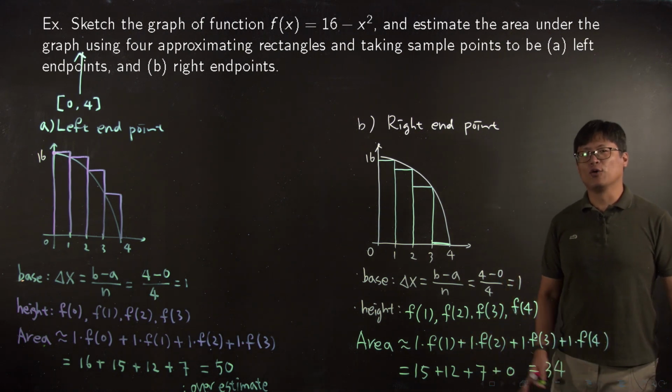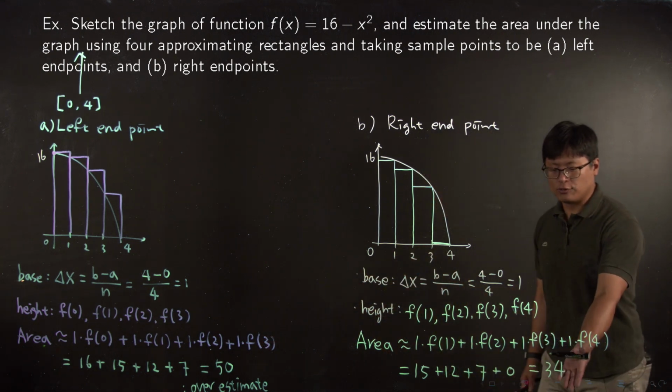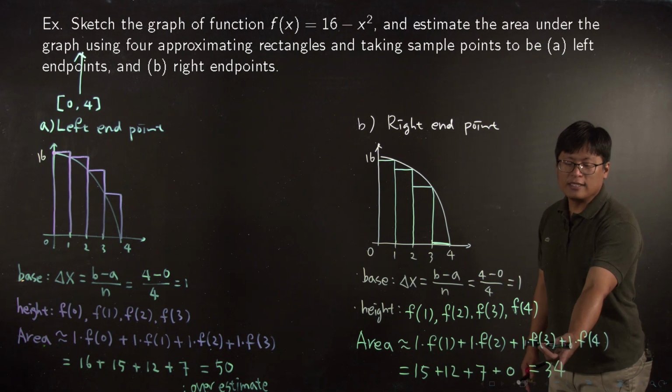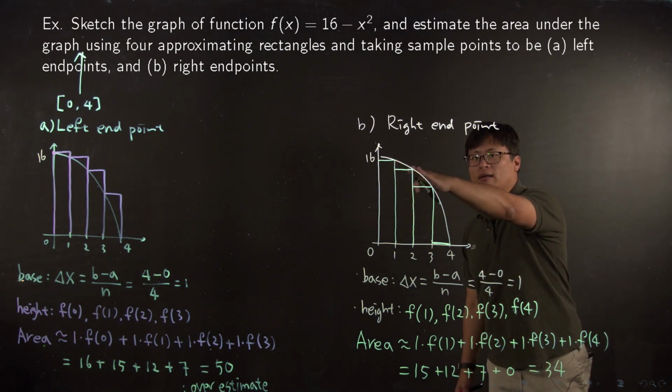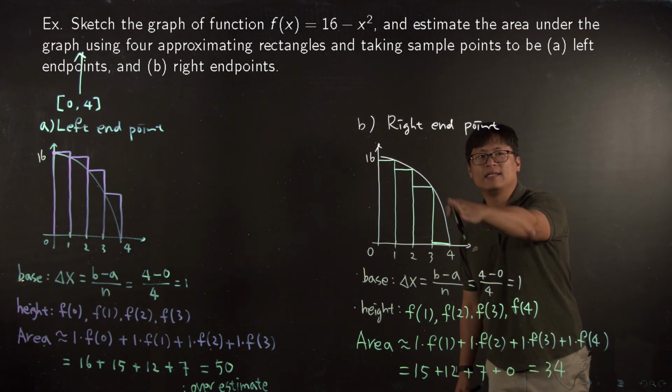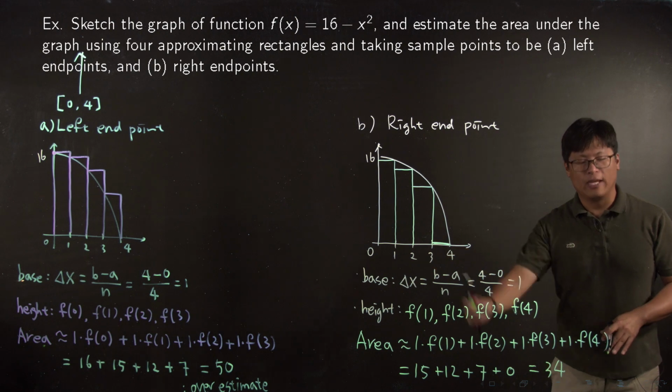Is it okay? So now let's talk about this one a little, okay? It is 34, and as you can see in the figure, the area of the rectangles is always less than the area under the curve, right? So we're going to say it is a lower estimate, okay?